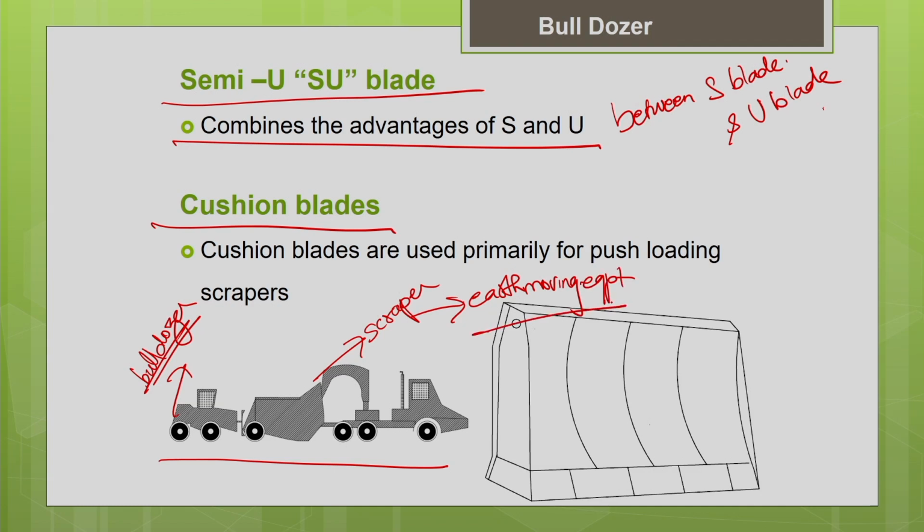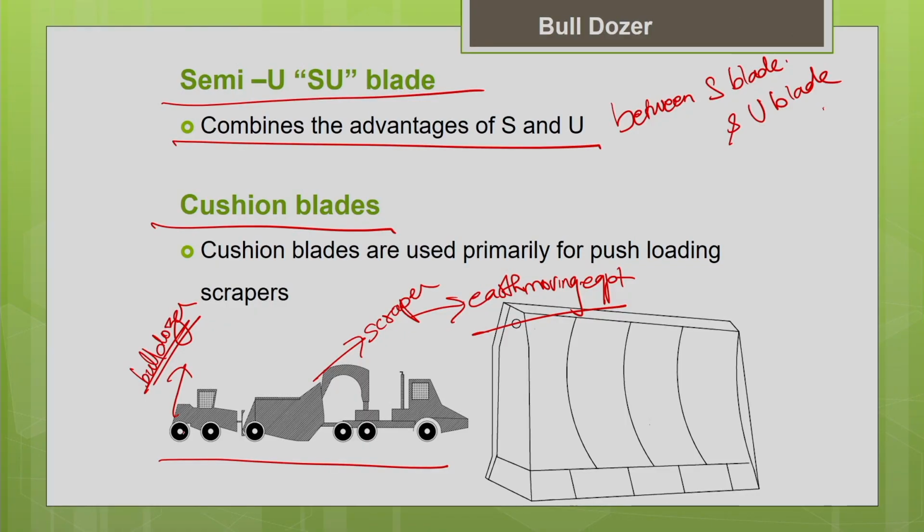This scraper has a bowl and a cutting edge. The scraper will cut the earth and fill the bowl. That is called the loading operation. During the loading operation, I have to supplement the power of the scraper with the help of a pusher. This pusher is nothing but a bulldozer. So this bulldozer will supplement the loading power of the scraper, thereby enhancing the productivity of the scraper. Only during the loading operation do I need the help of the bulldozer.